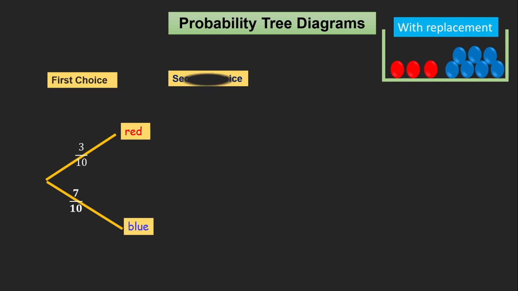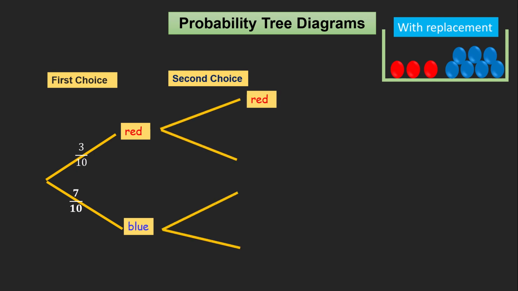Then consider the second choice. What are the possible outcomes? We know that is red, blue, red, blue. Then what are the probabilities? Since they have the same number of balls, so same probabilities. Then we need to write the probabilities to complete the tree diagram.